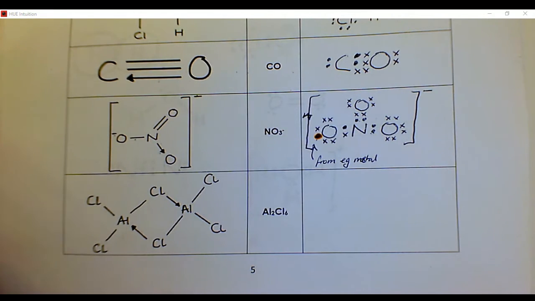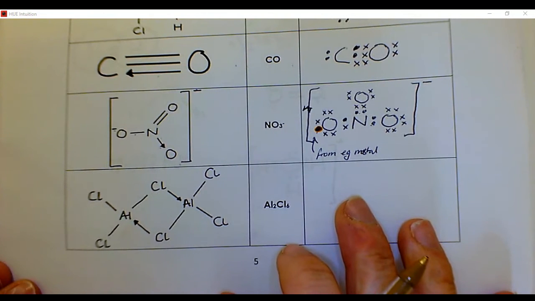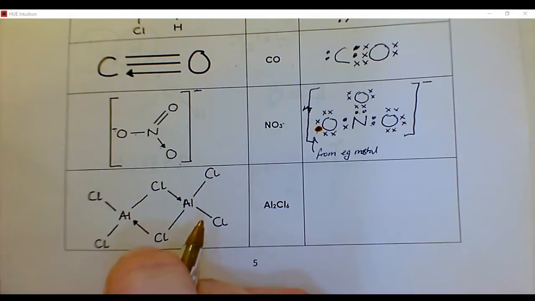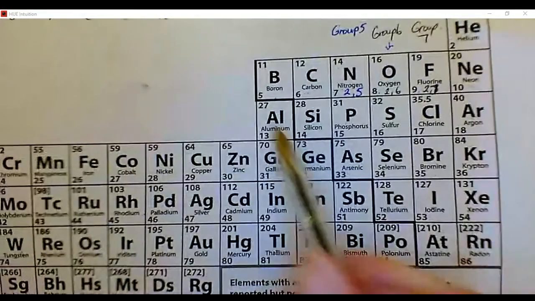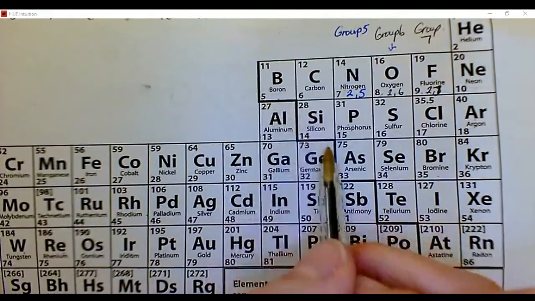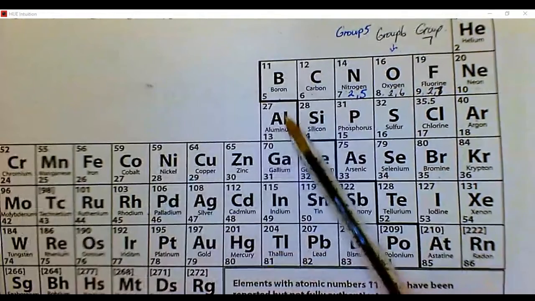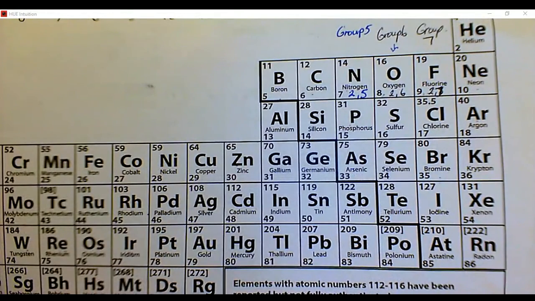Okay, the next one, Al2Cl6. So you've got two coordinate bonds here. So aluminium, if you think about aluminium, again, aluminium shouldn't be doing covalent bonding. See, if you're either side of this line, you know the way these are non-metals and these are metals, you can imagine that the closer they get to each other, the more the lines blur, right?